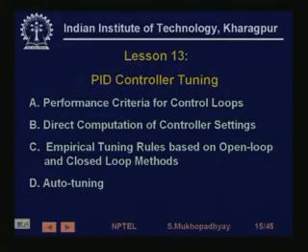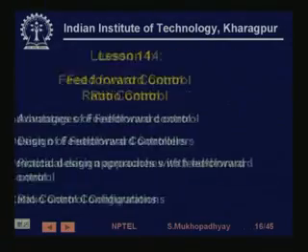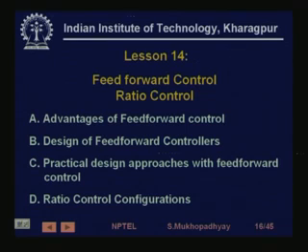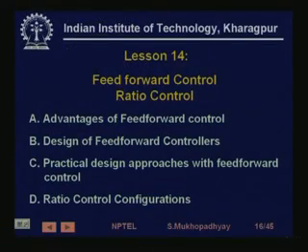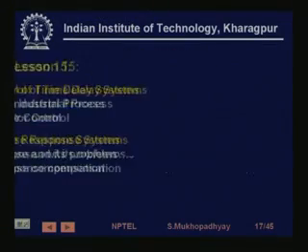After PID controller tuning, we took a look at various different control structures which give great advantages in certain very common industrial situations in control. We started with feed forward and ratio control. Feed forward control can give you very good performance in the face of disturbance, if the disturbance is measurable. We also looked at ratio control, which is a kind of feed forward control.